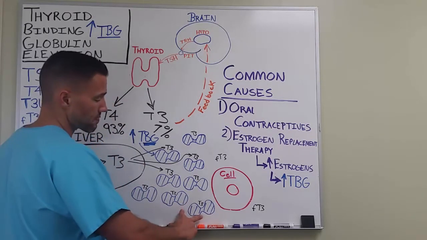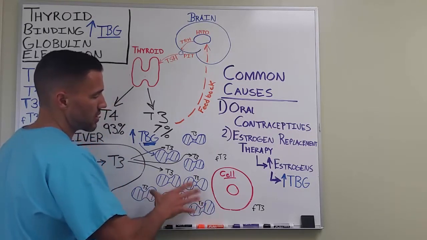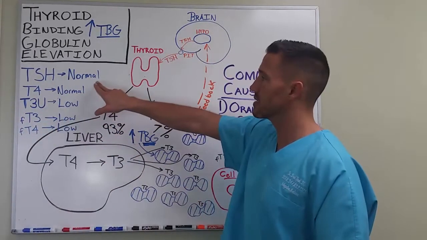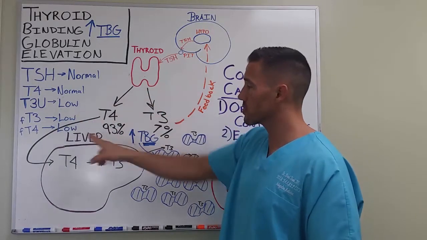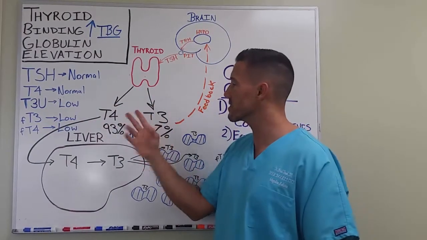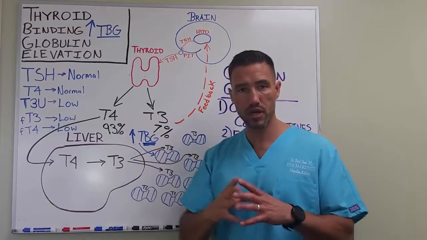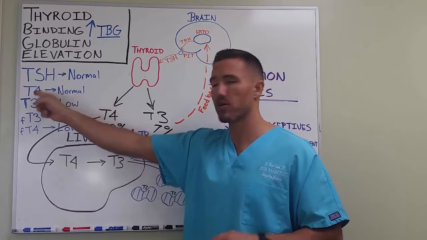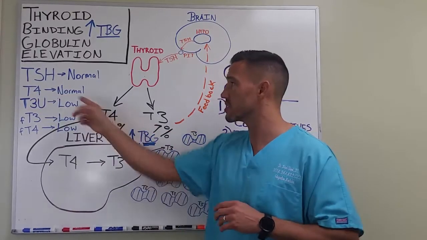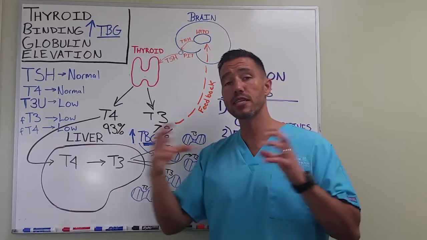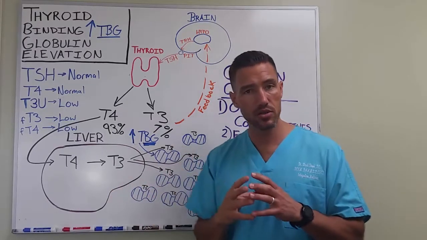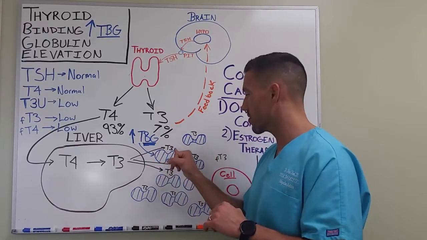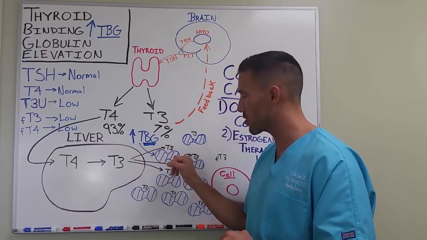And what you typically see in this pattern, if you look at labs, is that TSH would be normal. Total T4, so this number, is normal. Usually the total hormone numbers are going to look normal, like total T4, total T3. Now, keep in mind the difference between total T4 and free T4: total T4 adds all the free-floating free T4 and the T4 that's bound to proteins together.